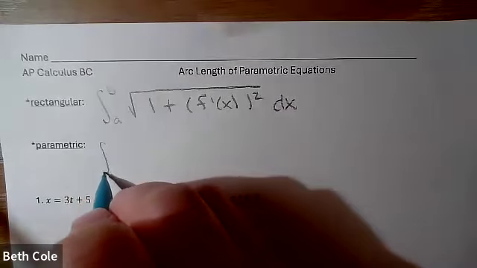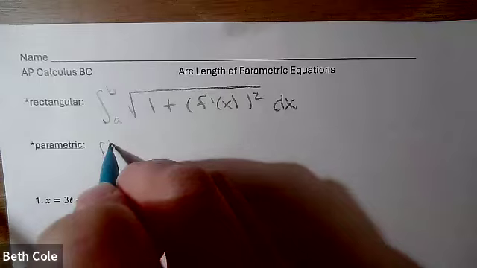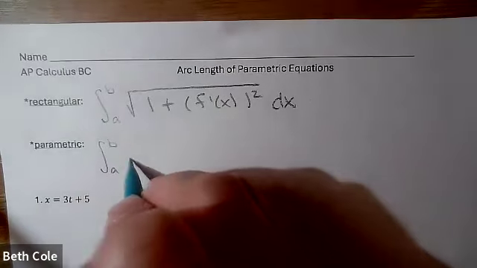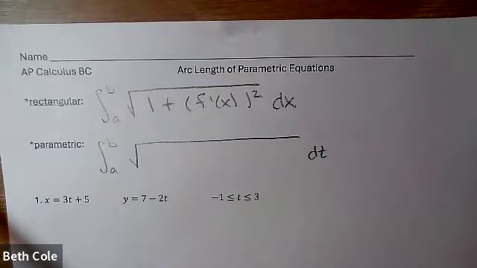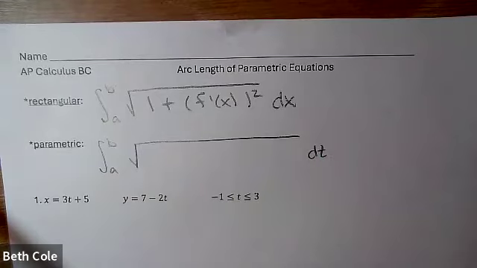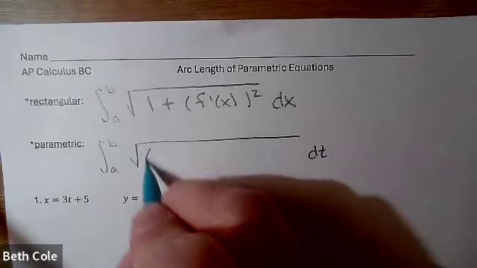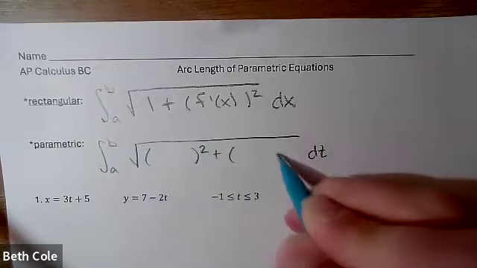Parametric is almost the exact same thing. So it's going to be integral from your starting point to your ending point. Instead of dx, it's going to be dt, because you now have an x variable in terms of your parameter t and a y variable in terms of your parameter t. And so you're just going to do both of them.